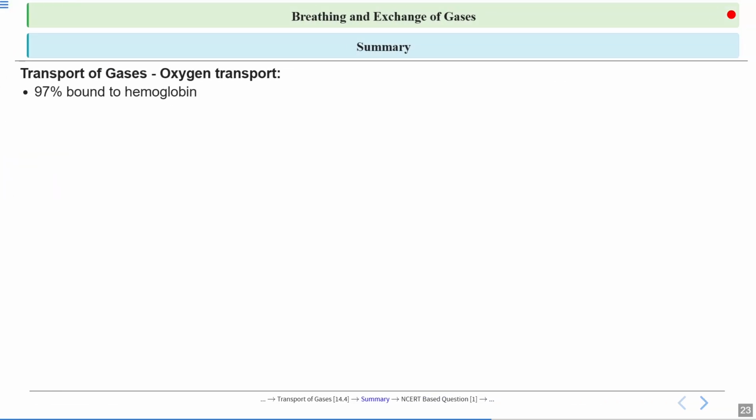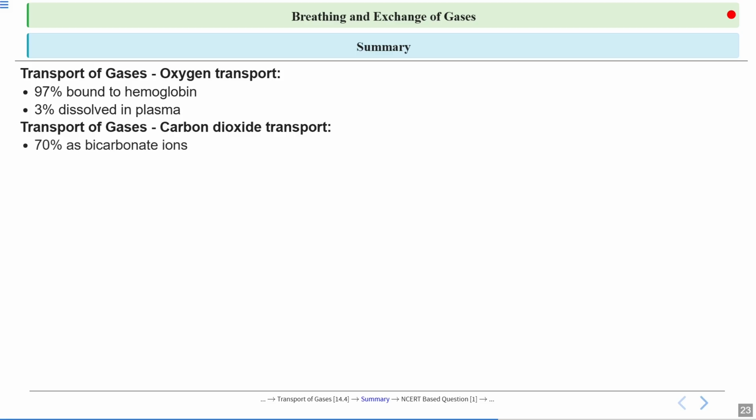Now, regarding the transport of gases, oxygen transport: 97% is bound to hemoglobin, 3% dissolved in plasma. And when we talk about the carbon dioxide, 70% of carbon dioxide is transported via bicarbonate ion, 23% by the hemoglobin, and 7% dissolved in plasma.